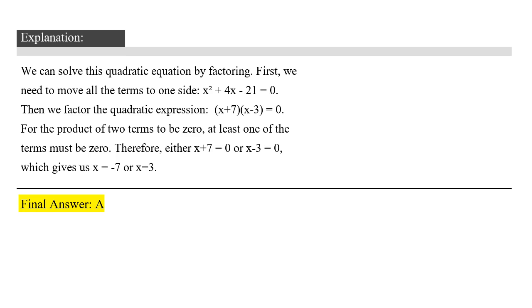For the product of two terms to be 0, at least one of the terms must be 0. Therefore, either x + 7 = 0 or x - 3 = 0, which gives us x = -7 or x = 3.